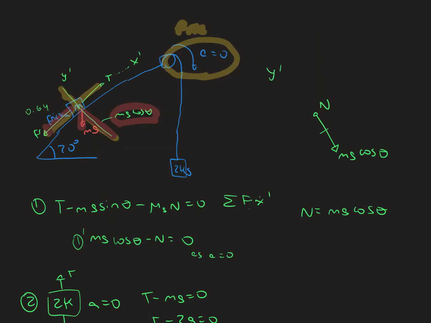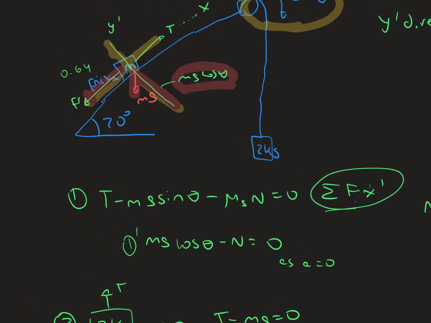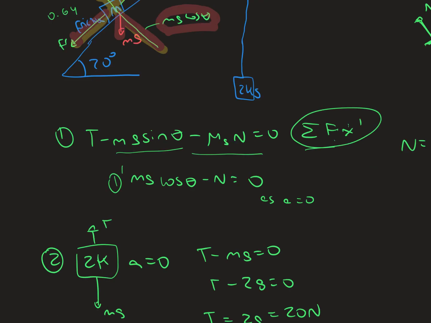Now regarding the y direction, the sum of the forces goes as follows. Here's the mass, and there's a normal force going upwards, and the force going downwards is going to be the weight times the cosine of theta, so mg cosine of theta. So the sum of all the forces in the x prime direction is going to be T minus mg sine of theta minus μ_s times the normal force being equal to 0. In the y prime direction, we got mg cosine of theta minus the normal force being equal to 0, and that is because the acceleration will be 0.